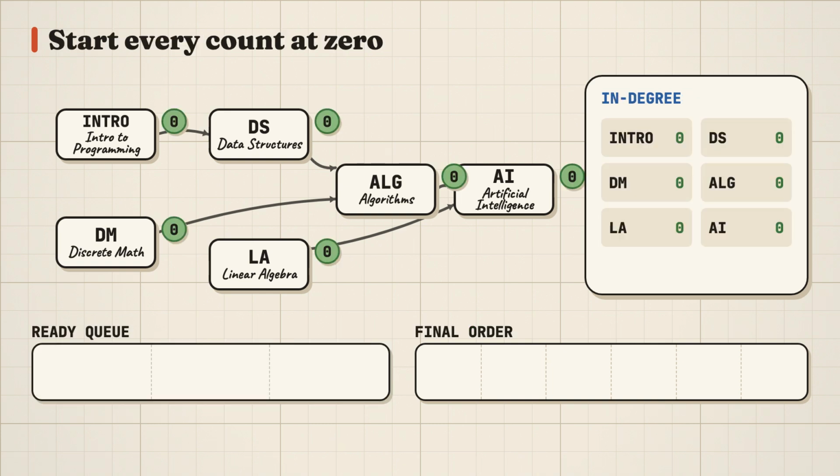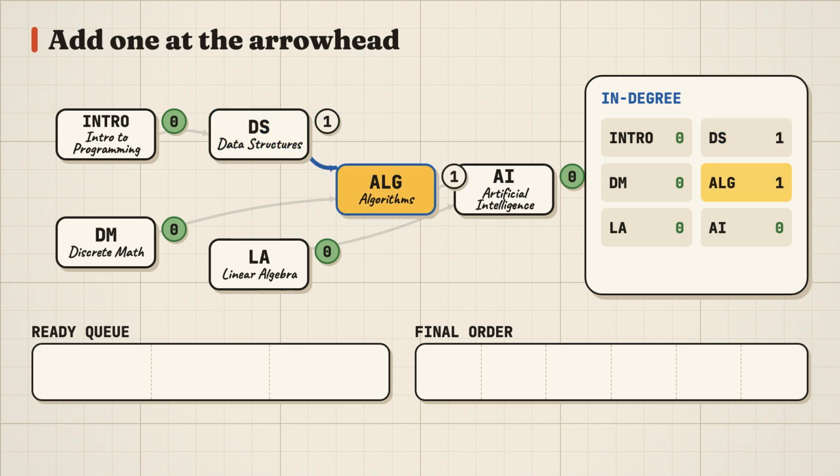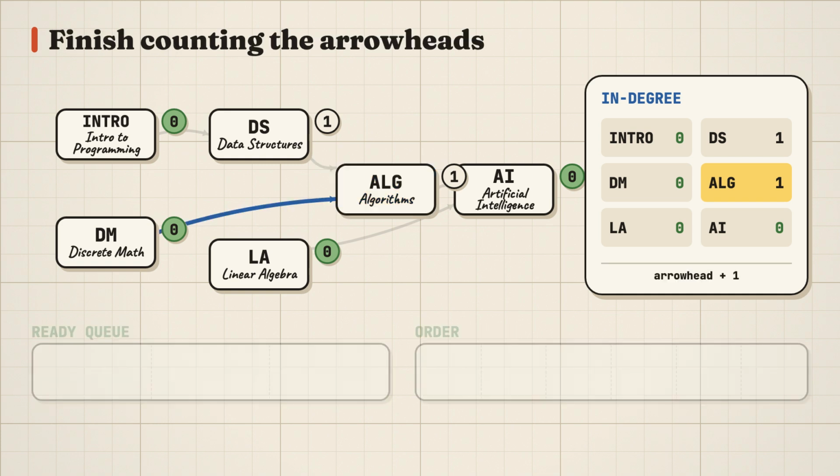Start by writing 0 next to every course. Then go through the arrows one by one. Whenever an arrow points into a course, add 1 to that course's number. The first arrow points into Data Structures, so its number changes from 0 to 1. Data Structures points into Algorithms, so Algorithms also changes to 1. Discrete Math adds 1 more to Algorithms, so Algorithms becomes 2. Algorithms adds 1 to Artificial Intelligence, and Linear Algebra adds another, so Artificial Intelligence also becomes 2.